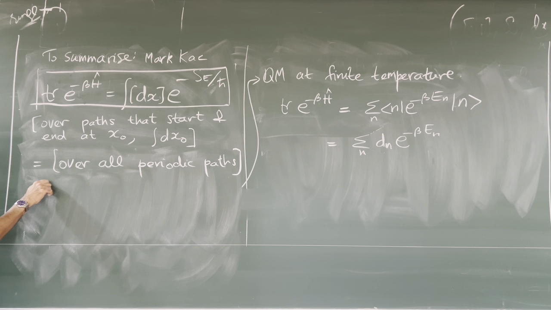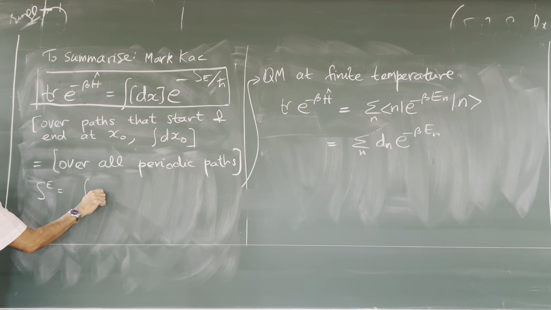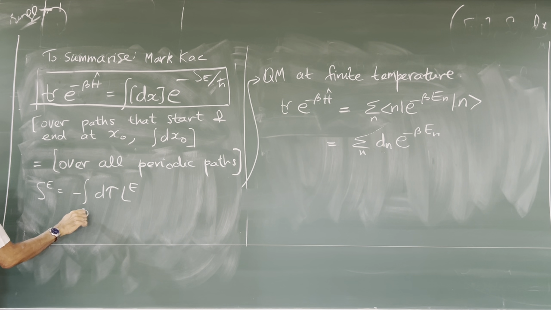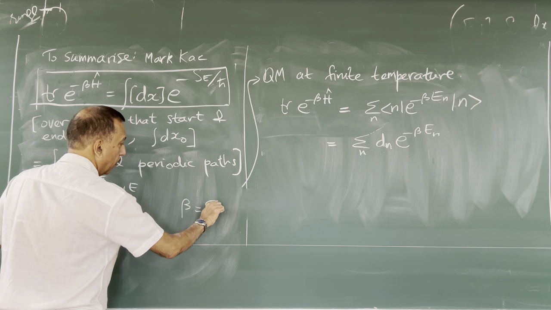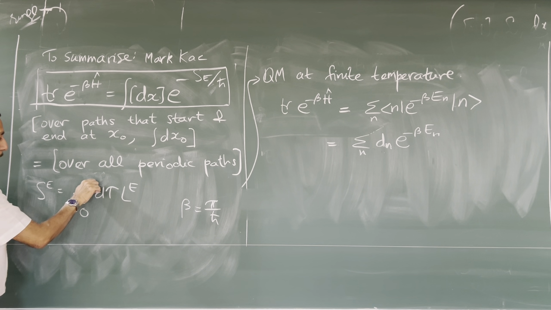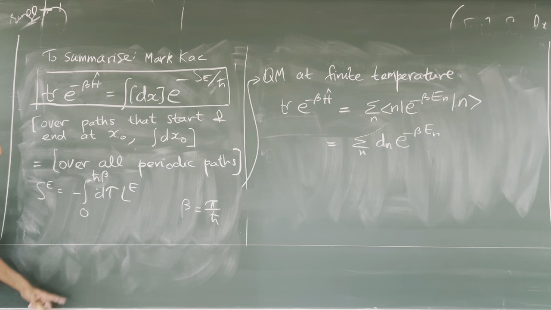One more thing. So what is S here? S_E is now the integral over d tau of L_E with that minus sign, over what? From 0 to capital T, tau, which is h bar beta. Because that's the meaning of beta, right? We just identified beta with tau by h bar. I meant h bar beta. This is the actual value of tau because it's a tau integral, but that is h bar times beta.